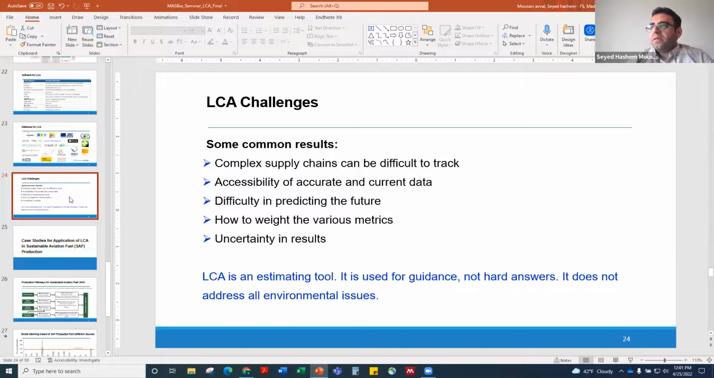But when we are comparing different products, that won't matter because we are using, for example, the same database and same technology to compare two different pathways or two different products in terms of global warming or other environmental impacts. So in that case, it won't matter. But when we are just reporting a single number for the global warming impact of, for example, SAF, it can be different by using different methods and different databases.